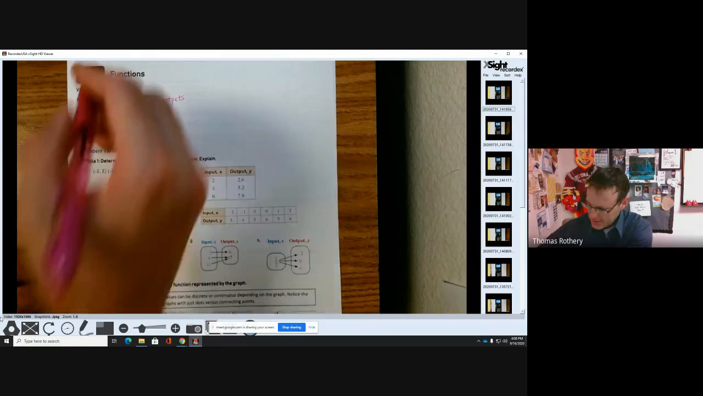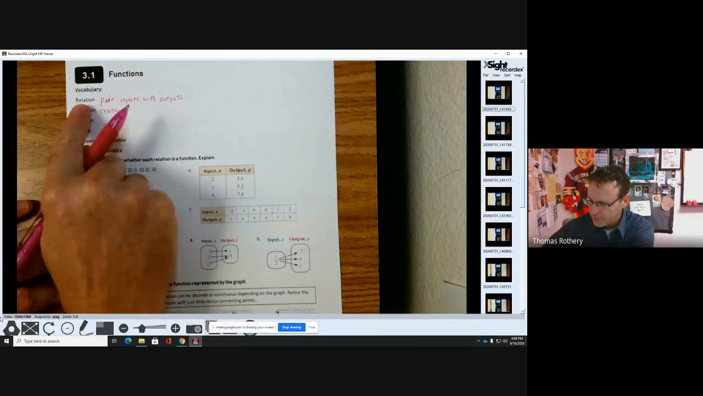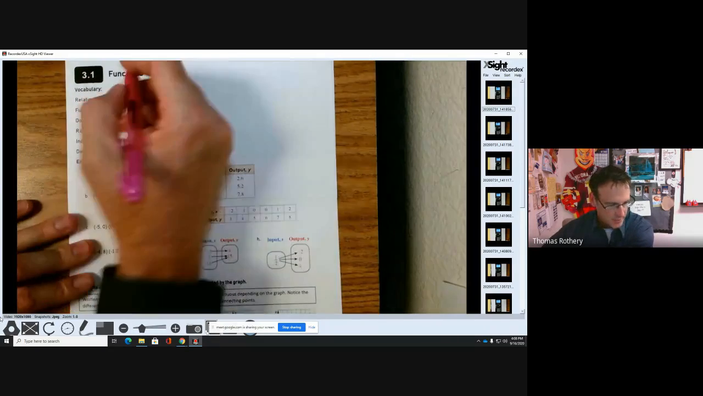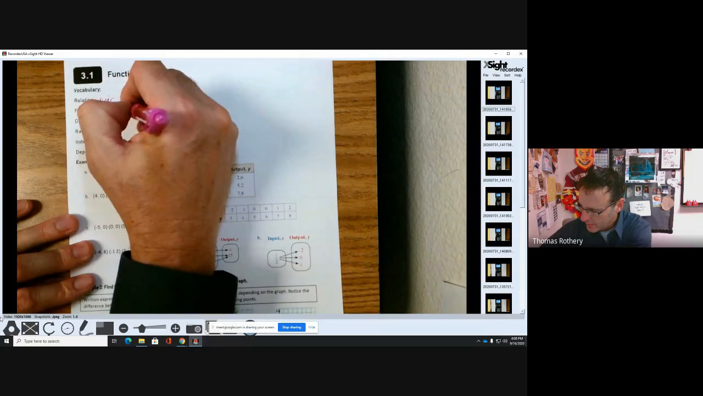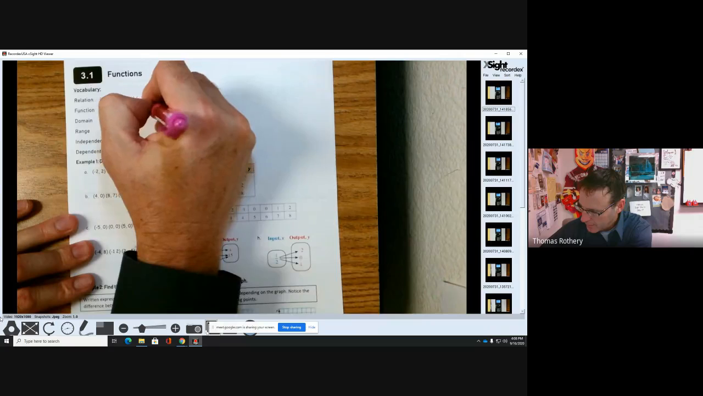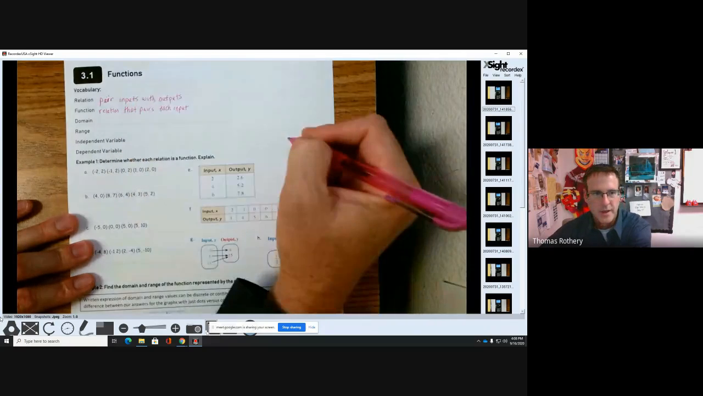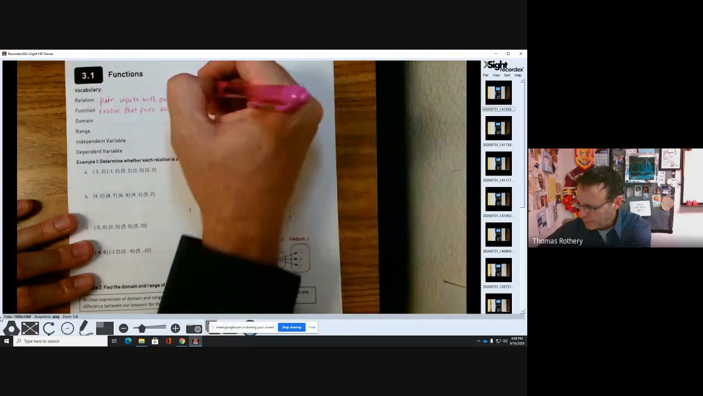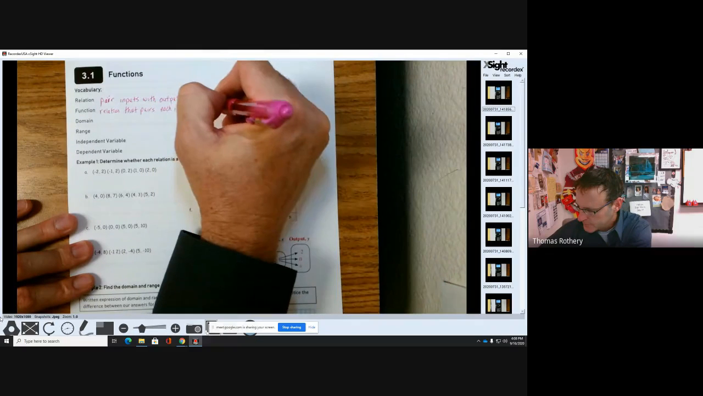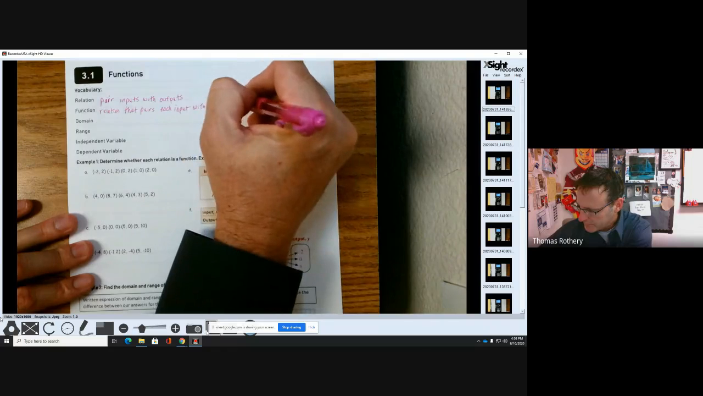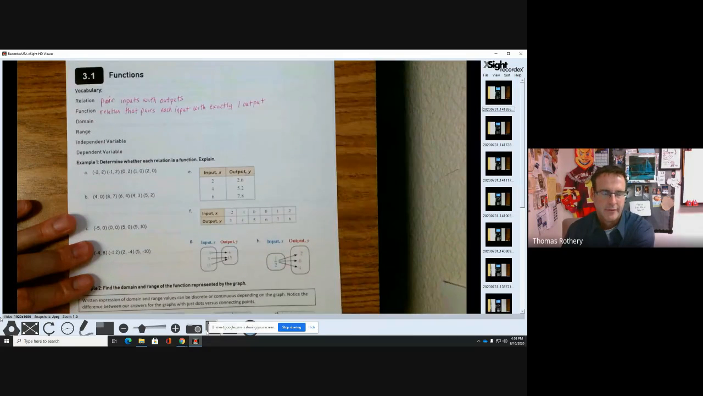A function is a relationship, and I'm just going to say relation because that's something I have from before. A relation that pairs each input with exactly one output. I'll talk more about that in a second. A relation that pairs each input with exactly one output. Very good.